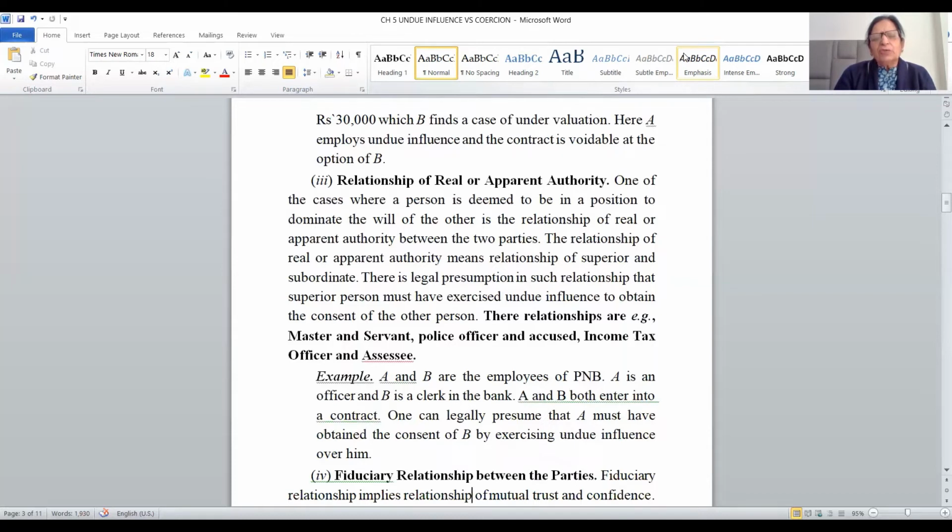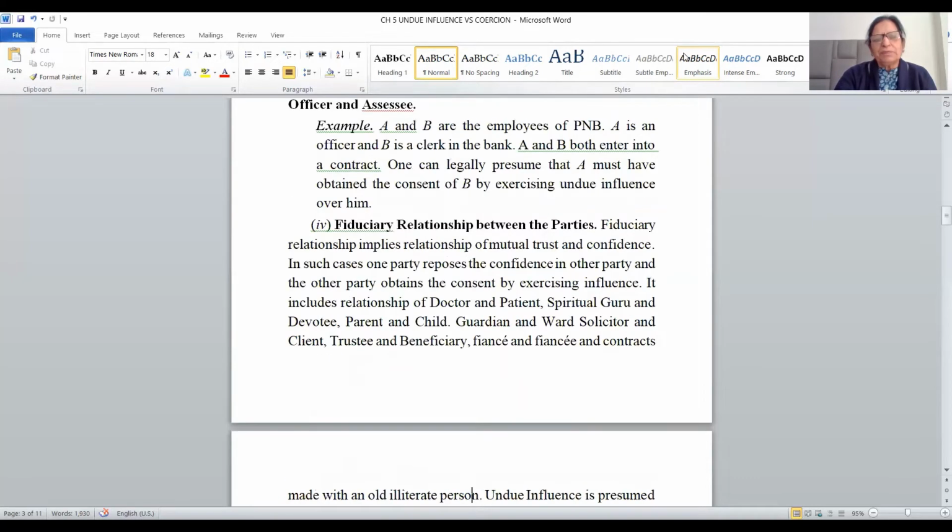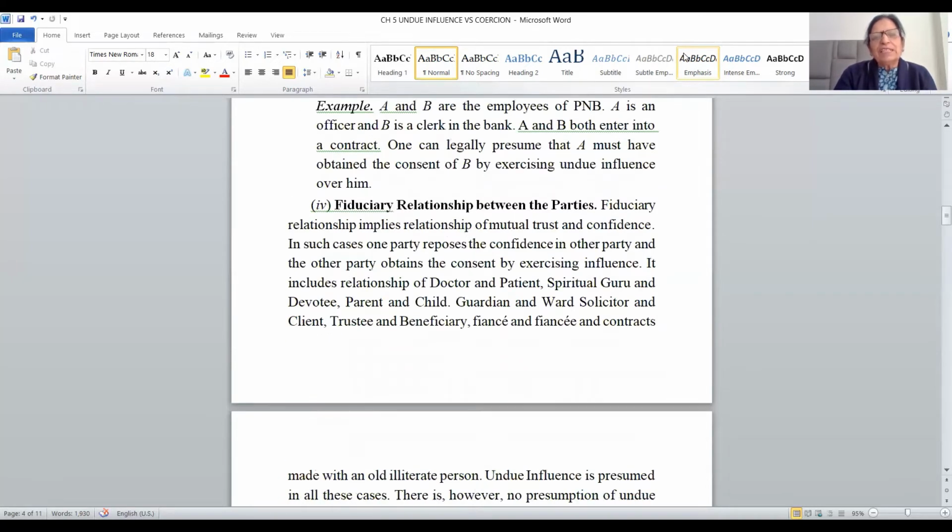Then, the superior person who is at the superior rank can dominate the will of the person who is at the inferior post or inferior rank. So friends, these are the cases where there is relationship of real or apparent authority. Now, fiduciary relationship between the parties. Fiduciary relationship, you all must have understood. It is a relationship of mutual trust and confidence.